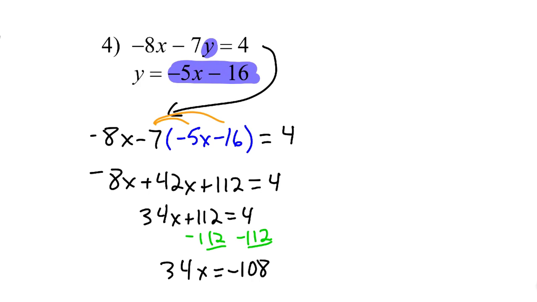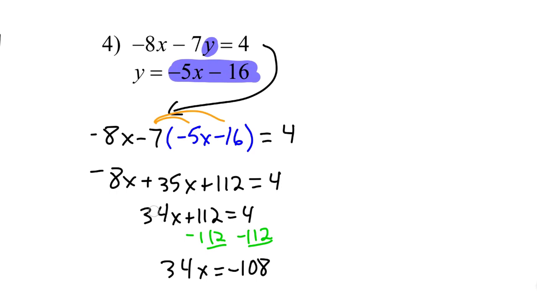Let me go back. I'm using this equation and substituting all this in for y. So I have negative 8x minus 7 times the quantity negative 5x minus 16 is equal to 4. Negative 8x plus, right here, this is it, right there. Because negative 7 times negative 5 is positive 35. And that is what happens when you do math too tired, my friends. But that's what you do. You go back and you check it out and you see what went wrong, and I figured it out.